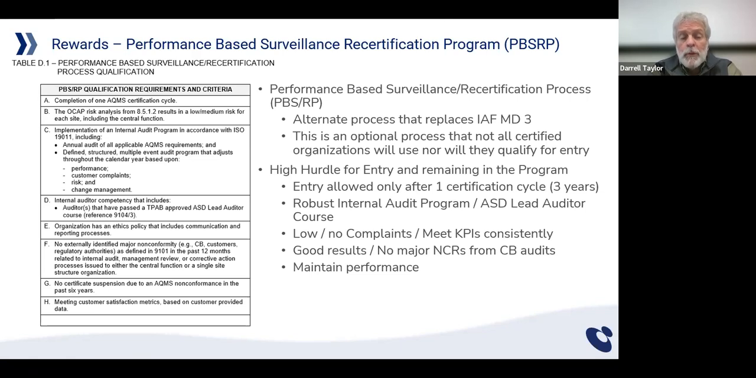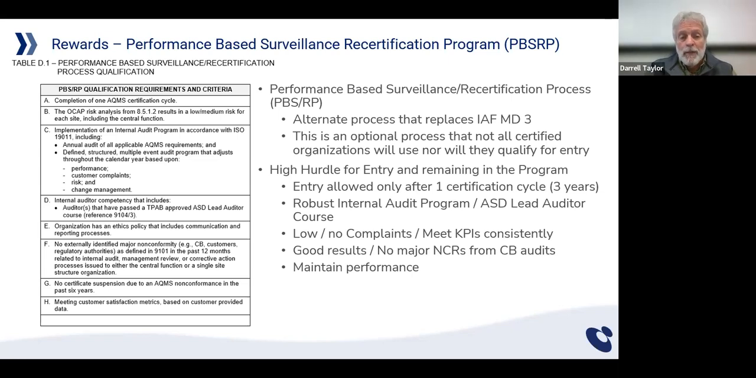And we picked medium. We didn't say just low because if you look at some of those categories, you don't really control complexity and things like that. So we're allowing a little wiggle room there, but at least you should not be high risk to be in the program. Bullet C is all about your performance. So it's implementation of an internal audit program in accordance with 19011. Some of the things we're looking for in here are annual audit of all applicable AQMS requirements, a defined structured multiple event program that adjusts throughout the calendar year based on performance, customer complaints, risk, and change management. So what we're saying essentially is that the OCAP tool said the criteria you're looking at right here is low risk.